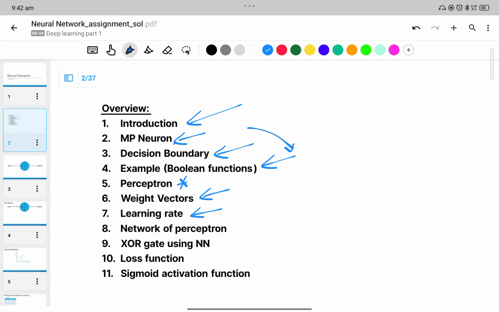Later, we'll talk about a network of perceptrons. This is a single perceptron. We'll talk about a network of perceptrons, which is actually a neural network. A network comes from here, and we'll solve an XOR gate problem using a neural network. We'll talk about the loss function and the sigmoid activation function. What is that? If anything doesn't make sense right now, stay with me. We'll have a deeper understanding.